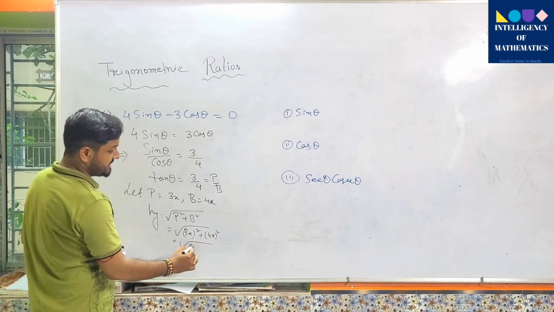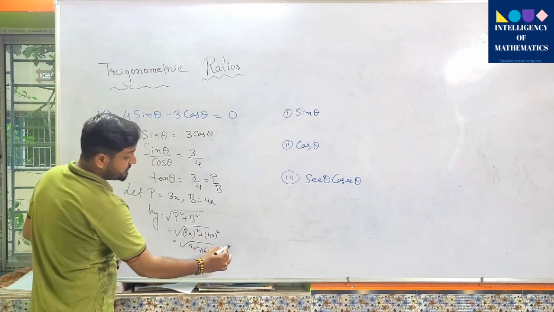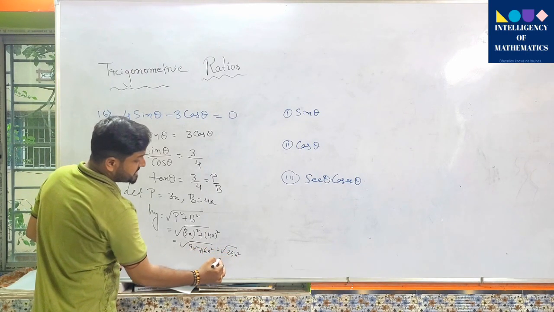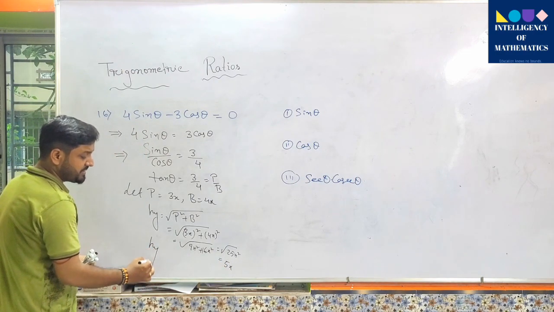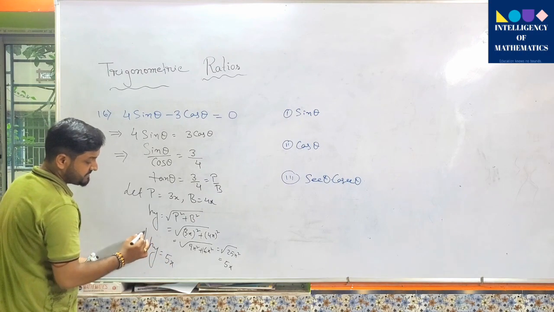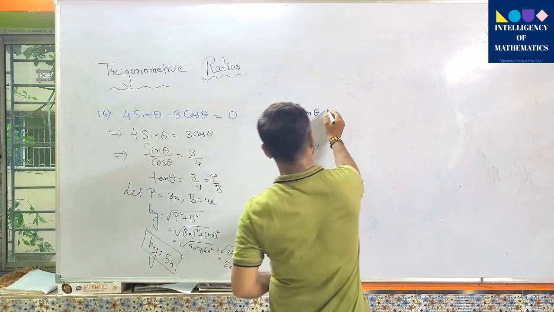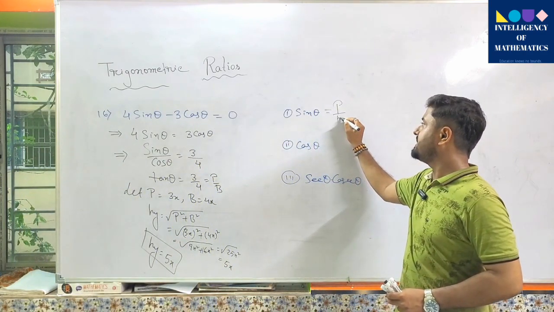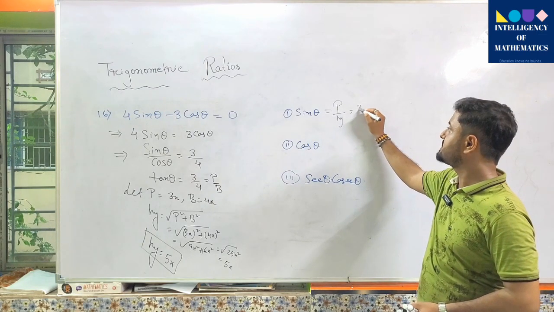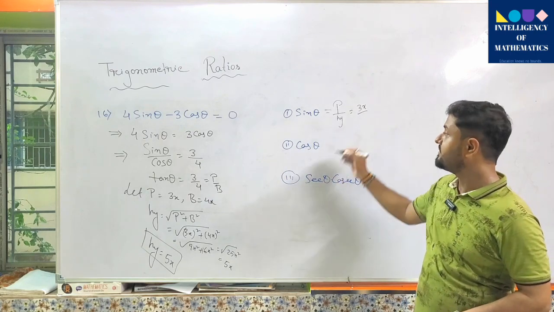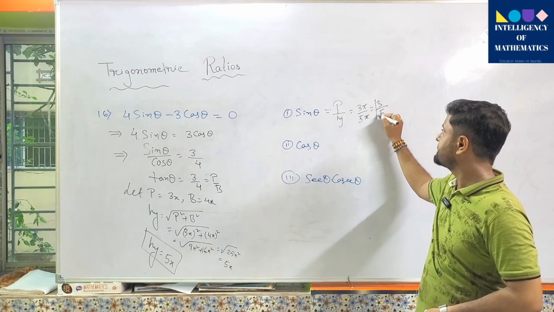If you calculate, you will get 9x square plus 16x square, which will give you root over 25x square, which means positive and negative 5x. Length cannot be negative, so hypotenuse will be taken as 5x. Now it's very simple to calculate sine theta's value. We know perpendicular by hypotenuse. Perpendicular's value we already got as 3x, hypotenuse we have 5x. It will be 3 by 5 by cancelling x.